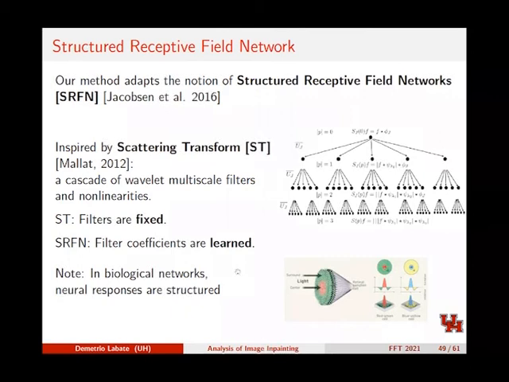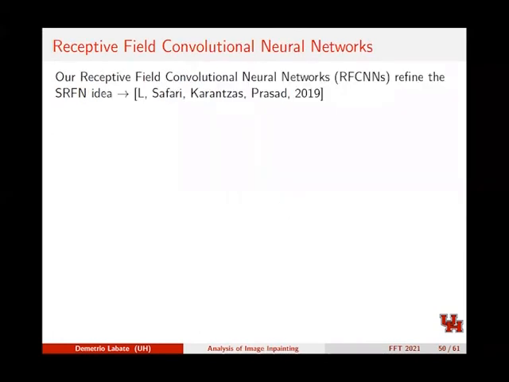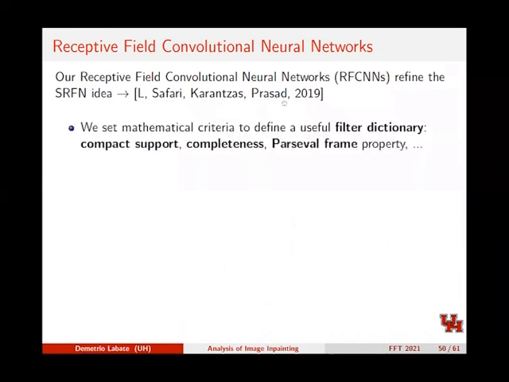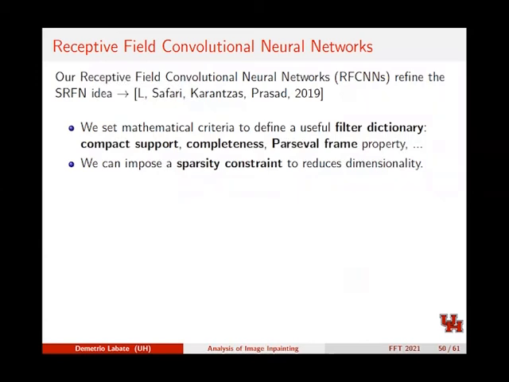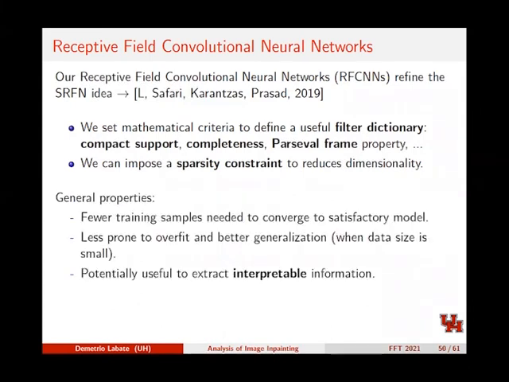And somewhat as a side note, if you think of a neural network as some sort of modeling of a biological neural network, it makes sense that the filters that you choose are not arbitrary but somewhat structured, right, as real neurons are. Now, the idea of receptive field CNN that we developed, and here is the paper where this first appeared, refines this initial idea of Jacobsen by setting some precise mathematical criteria to define useful filters. So we define conditions to give compact support, completeness, parseval frame, and then we impose a sparsity constraint that reduces dimensionality but adds some other properties that are in fact interesting.